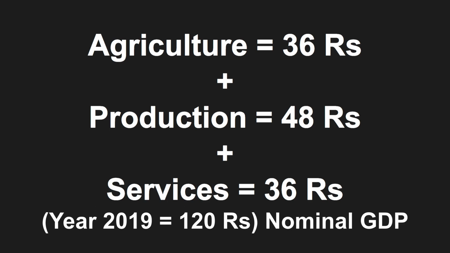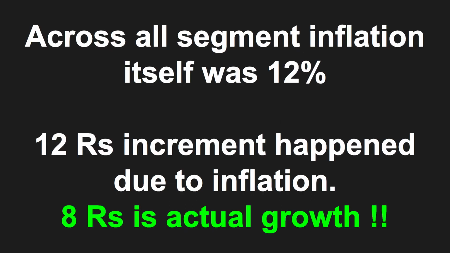No, as we all know, there is something called inflation, right? We learned in the previous class also about inflation, right? So the consumer price index which we were learning about was nothing but inflation only, right? So let's say the inflation was 12%. So the whole agriculture produce, production and services, they all increased by 12%. So if the inflation itself is 12%, it means that the GDP has increased 12% because of the inflation, right? So what is the actual growth rate? The actual growth rate is actually 8%, right?